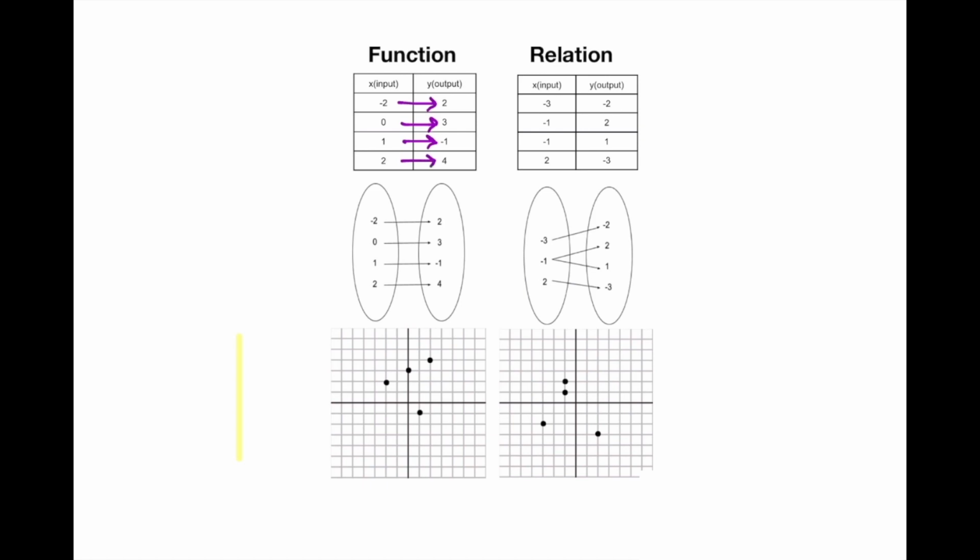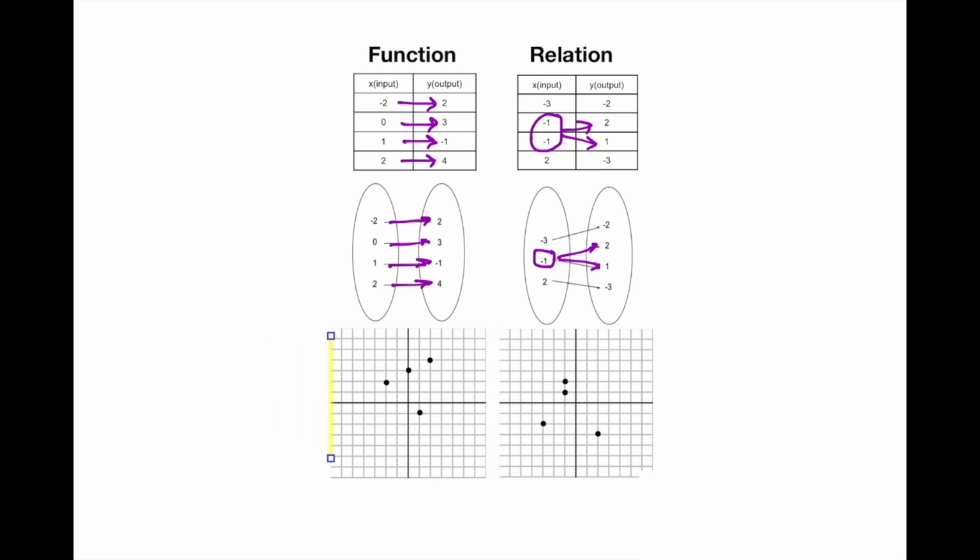However, when we look at the table with the relation, we see we have one input that has 2 separate outputs, the -1, 2, and the -1, 1. When we look at the same information in a mapping diagram, we see that each input has one output. But when we look at the relation's mapping diagram, we can see the -1 is paired with that 2 and that 1. Now we can look at the same information on a graph.